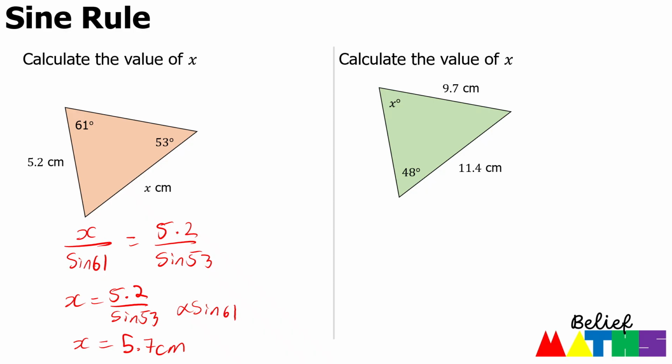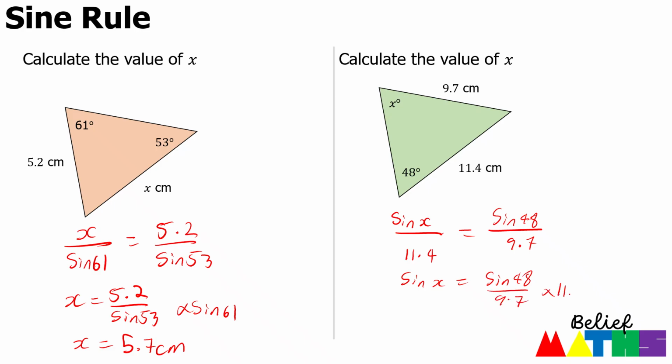In this sense, we're asked to find an angle, but we're going to use the same sort of idea. Now remember, our angles are attached to sine, so in our top left position we put our unknown, and then that's over 11.4, and then we've got sine of 48 over 9.7. Again, we can just bring our 11.4 over and multiply, so we get sine x is equal to sine of 48 over 9.7 multiplied by 11.4.